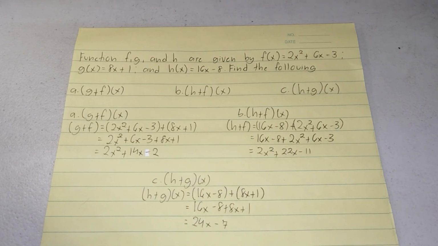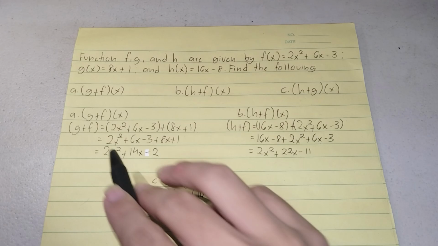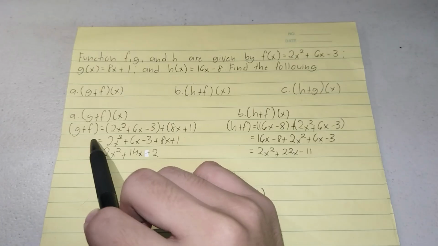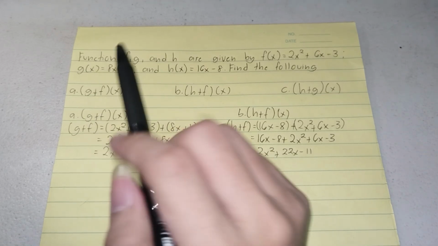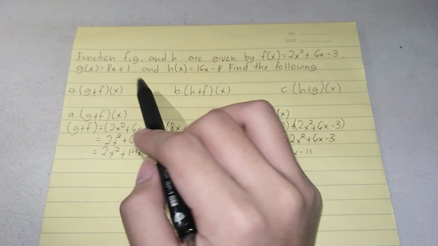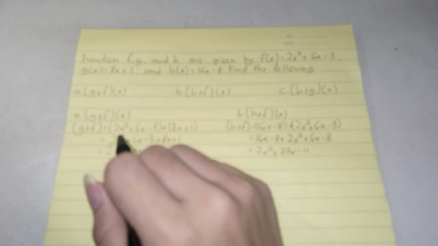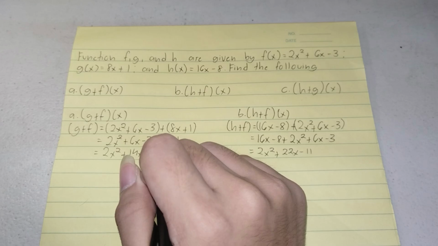Functions f, g, and h are given by f of x is equal to 2x raised to 2 plus 6x minus 3, g of x is equal to 8x plus 1, and h of x is equal to 16x minus 8. Find the following. So we have here a. First, we're gonna substitute the given. So g is equal to 8x plus 1 and then f of x is equal to 2x raised to 2 plus 6x minus 3.